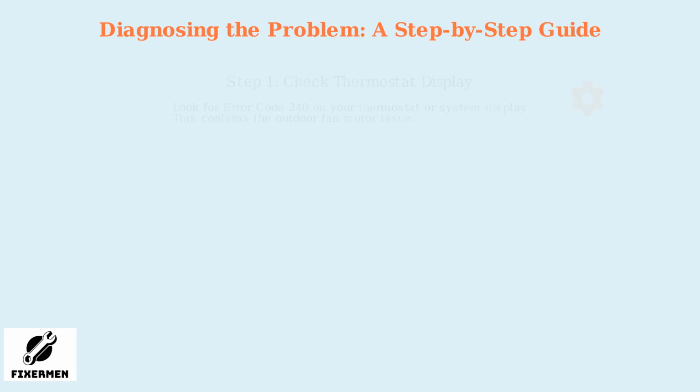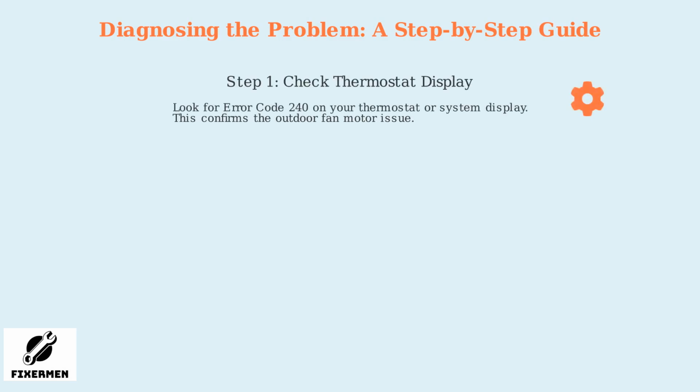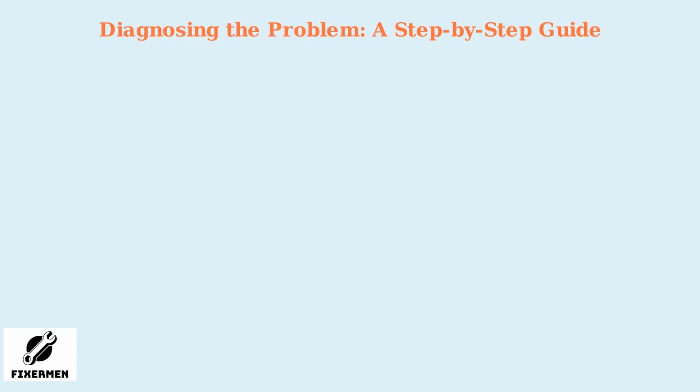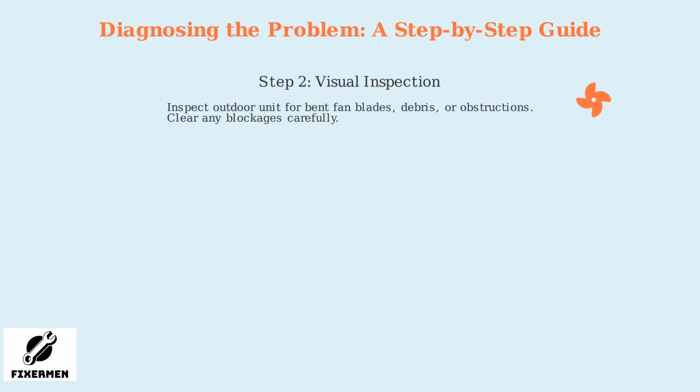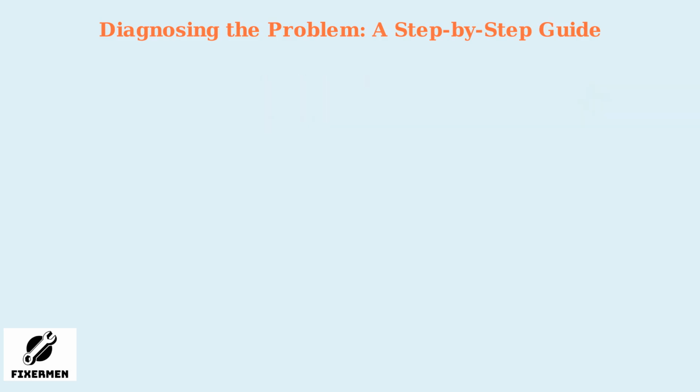Begin diagnosis by checking your thermostat or system display for the error code. This initial step confirms the presence of Error code 240, indicating the outdoor fan motor issue. Next, visually inspect the outdoor unit for bent fan blades or obstructions. Look closely at the fan and surrounding areas, clearing any debris that could prevent proper operation.